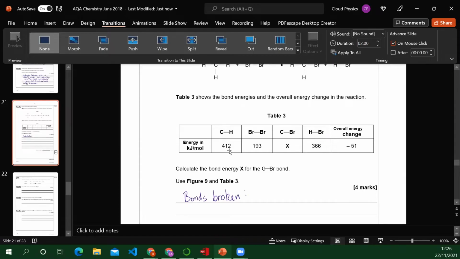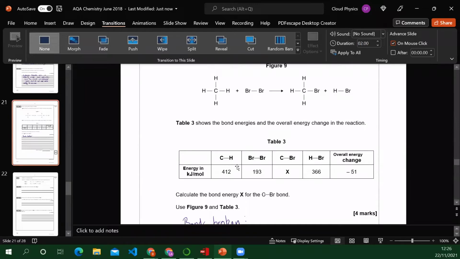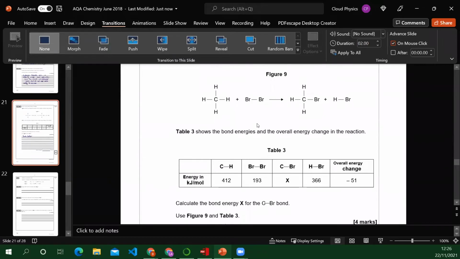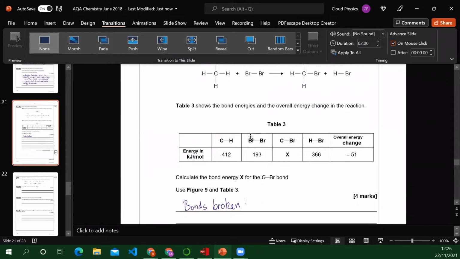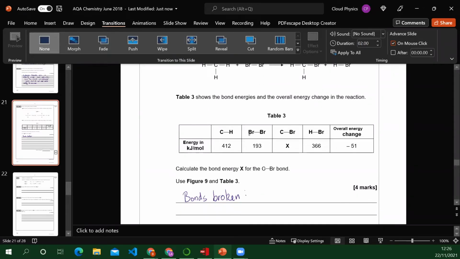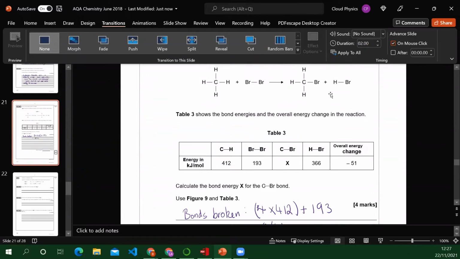So we've got the C-H bond is broken. So are they all broken? We've got 412. Calculate the bonding. You've got 4 times 412 to break that molecule apart. Put that in the bracket, plus 193 equals 1841. That's the bonds broken.